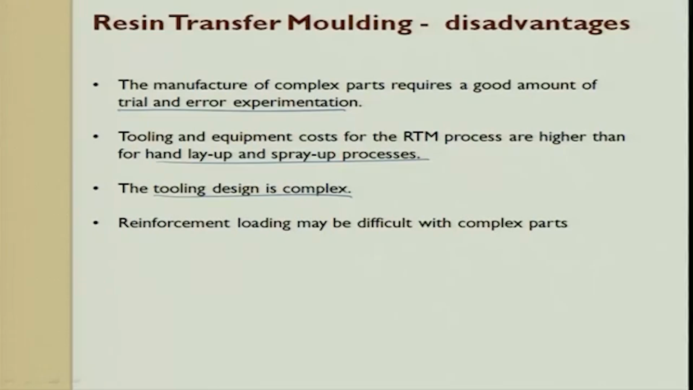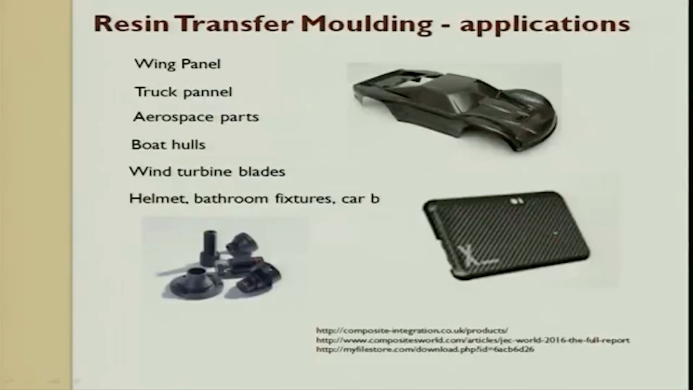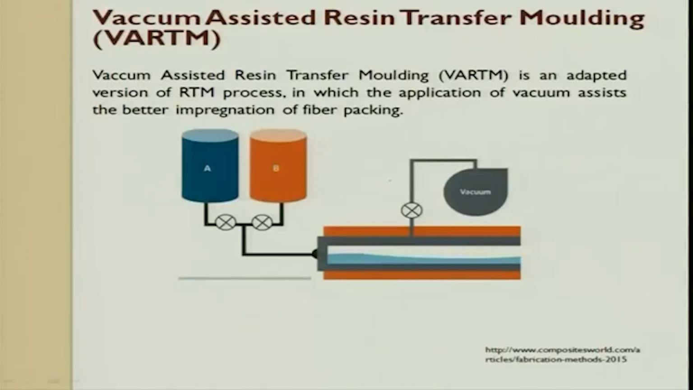The tooling design is also complex because you have to understand the vacuum, and the reinforcement loading may be difficult for complex parts. These are some of the parts which are made today. You have wing panel, truck panel, and then aerospace parts, boat hull, wind turbine blades. You should understand wind turbine blades have complex geometry, preforms are fixed. Lightweight helmets used for racing people, bathroom fixtures, and car parts are also made out of it.